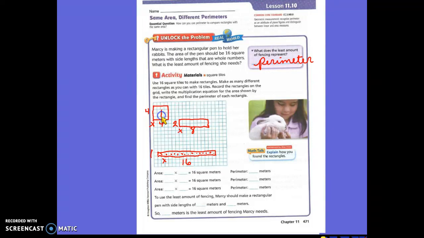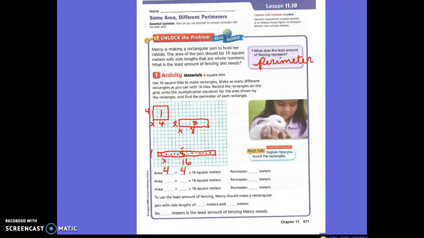Let's call this 1, 2, and 3. Okay, the first one, it's a square, but it's a rectangle too, is 4 times 4. Length times the width. Now guys, remember, length times width is area. But now we need to find perimeter. But perimeter is what? The outside. The outside, which is all the sides, not just 2, it's all the sides.